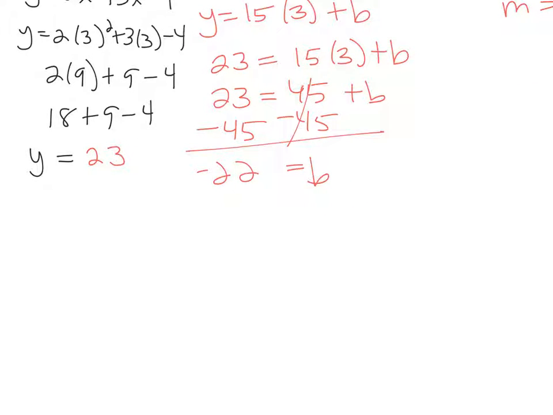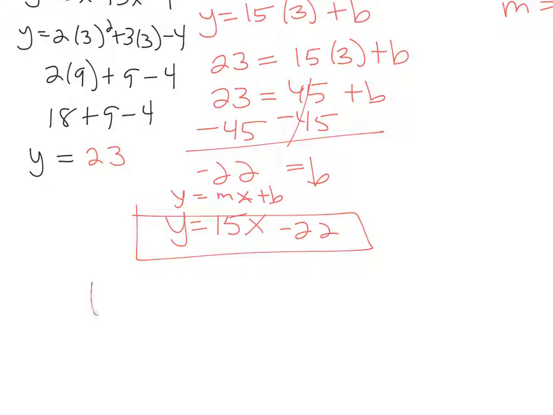Okay? So I know that I'm plugging into y equals mx plus b. Y equals 15x minus 22 is one equation I could state. You could also do the point slope formula. So I know that my y value is 23 equals my m value is 15 and my x value was 3. So either equation would work.